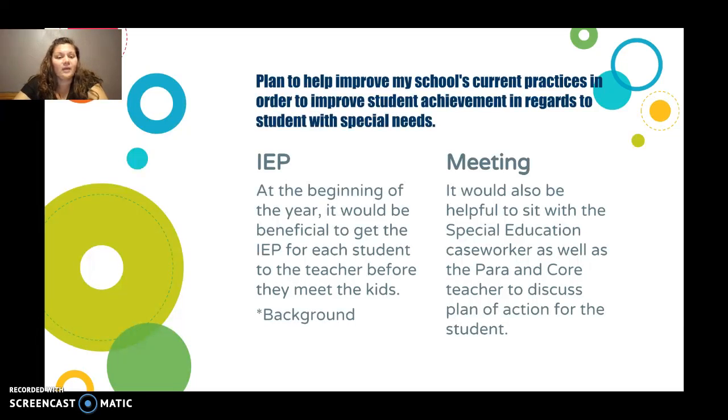The plan that I have to help improve my school's current practices in order to improve student improvement in regards to students with special needs, one of my plans is to give IEPs earlier in the year. I think it would be very beneficial to get them to the teachers before they meet the kids. That way we have kind of a background.